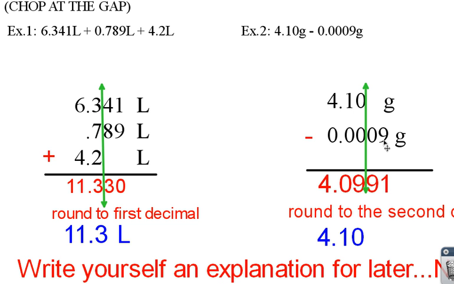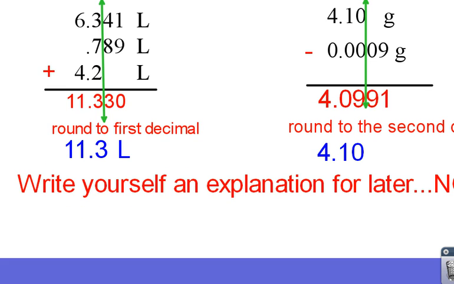Now I want you to take a moment and write yourself an explanation about the difference between multiplication and division and rounding to the least sig figs versus addition and subtraction and rounding by decimal places. Because you're going to have to do this in all the math problems on tonight's homework.